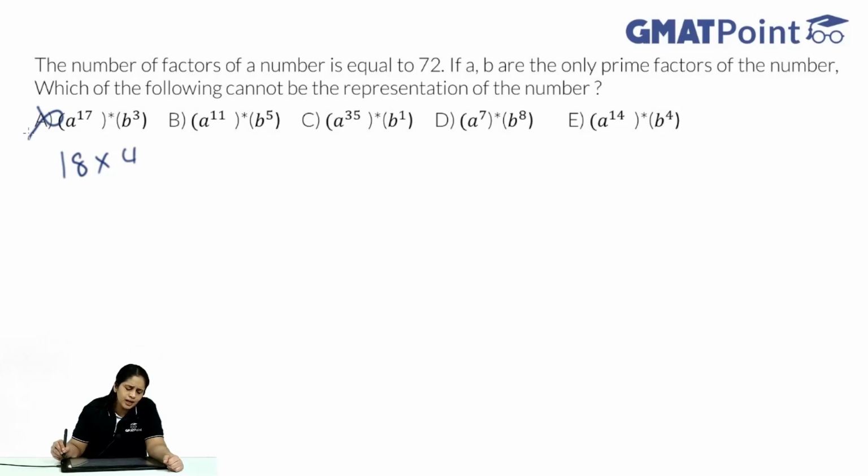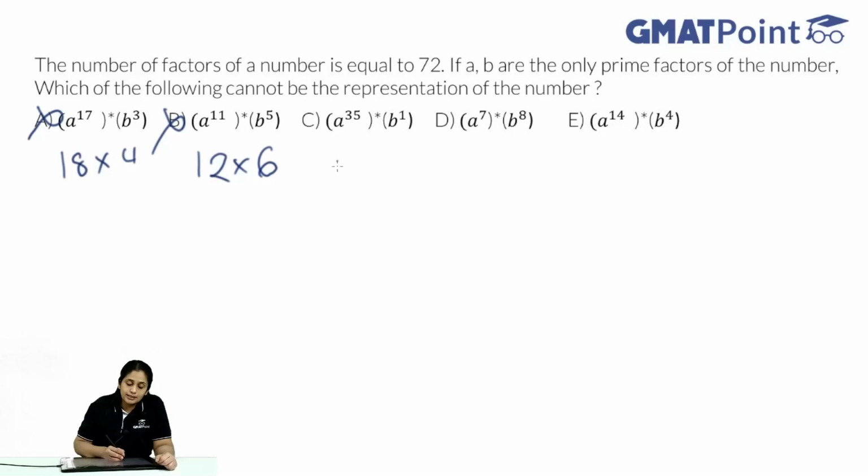Consider option B. So a raised to 11 into b raised to 5. So 11 plus 1 is 12 and 5 plus 1 is 6. This product is equal to 72. So again the number of factors will be equal to 72. Consider this, a raised to 35 into b raised to 1. In this case it would be 36 into 2, so that is 72. So again the number of factors will be equal to 72. This is an incorrect option.